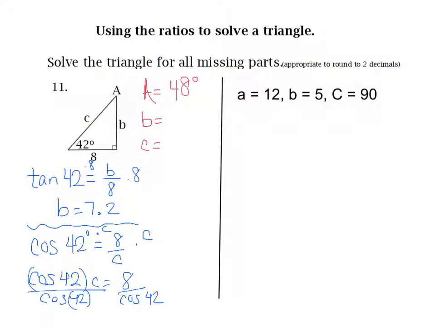And I get 10.76. I'm going to go ahead and write that up here. 10.7, actually it would round to 10.8. And b was 7.2. All right, that's solving a triangle. Let's try it another way, where I'm giving you some different information. Plus, I didn't bother to draw the triangle for you, so I'm going to make you do that.